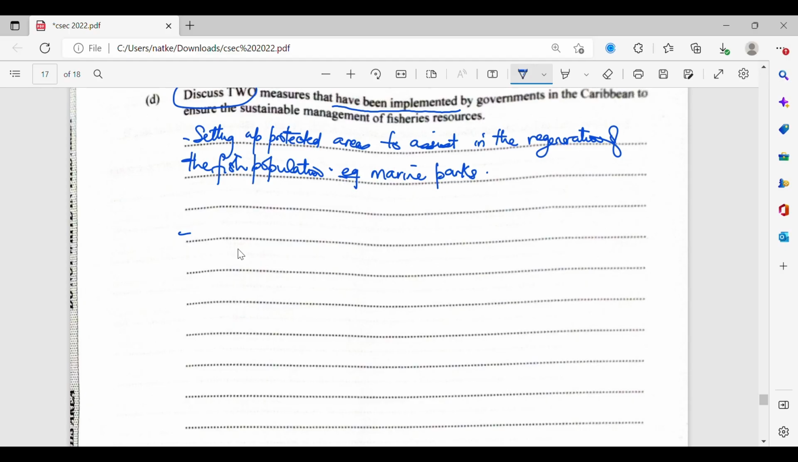Another one would have been stipulating different things that are used by fishermen. So they can put in, we can call it laws and policies, implementation of laws and policies to determine how the resources are used.